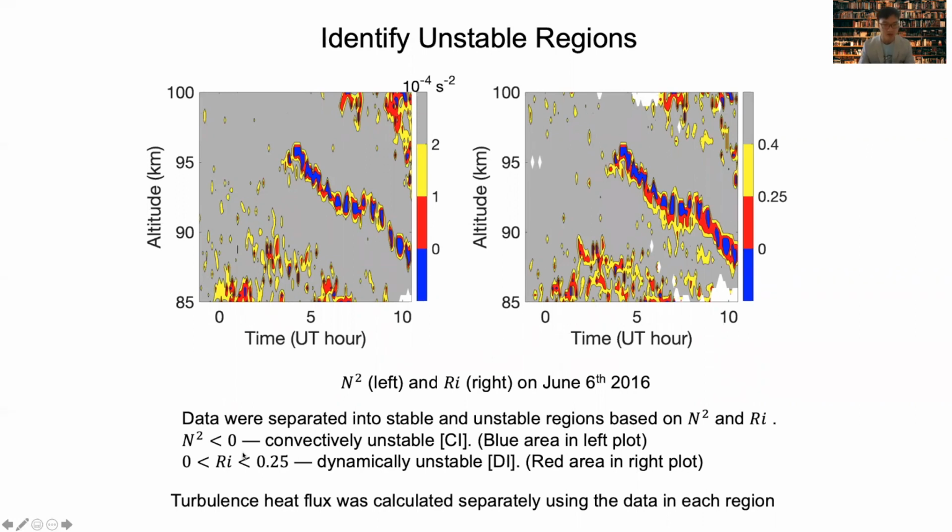For N-squared less than 0, it's the convectively unstable region. It's the blue area in the left plot. For Richardson number between 0 and 0.25, it's the dynamically unstable region. It's the red area in the right plot. Turbulence heat flux was calculated separately using the data in each region.